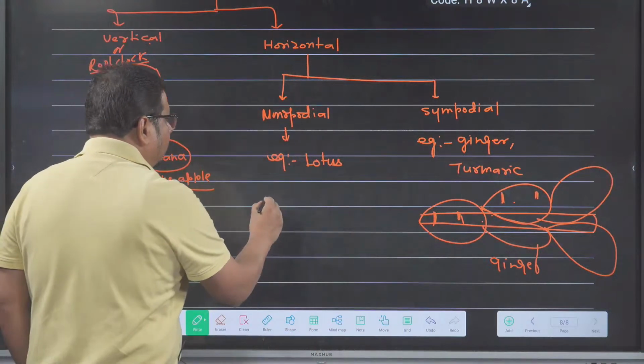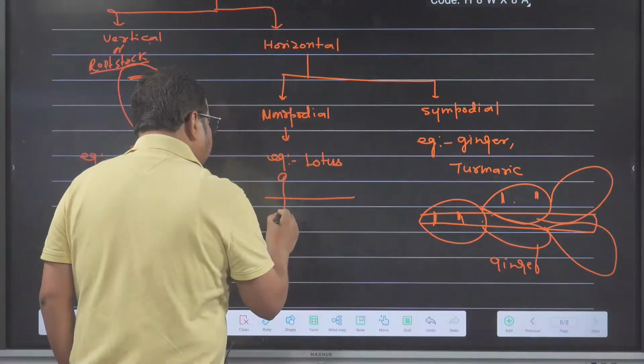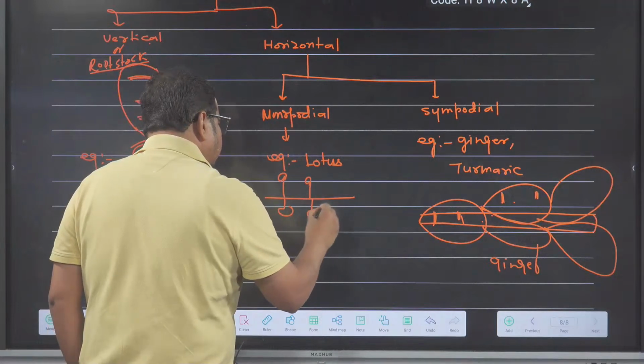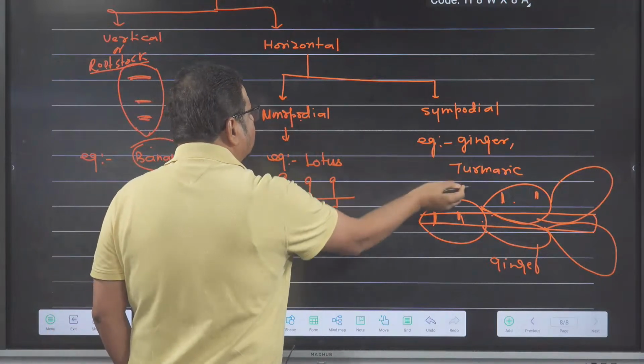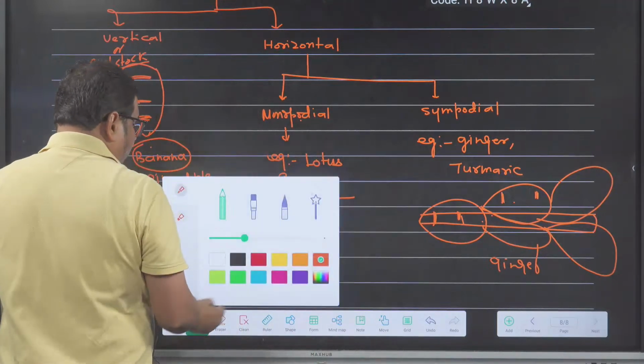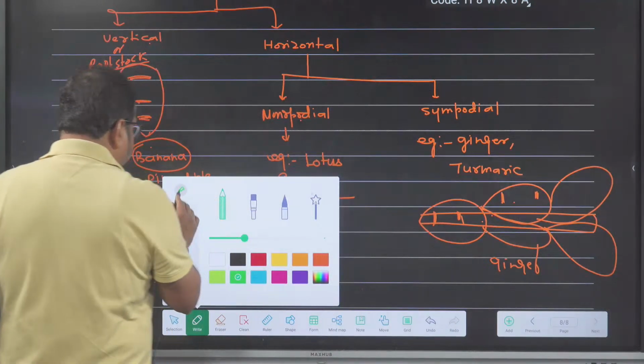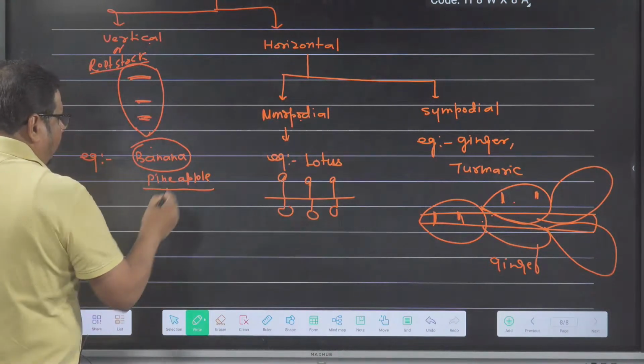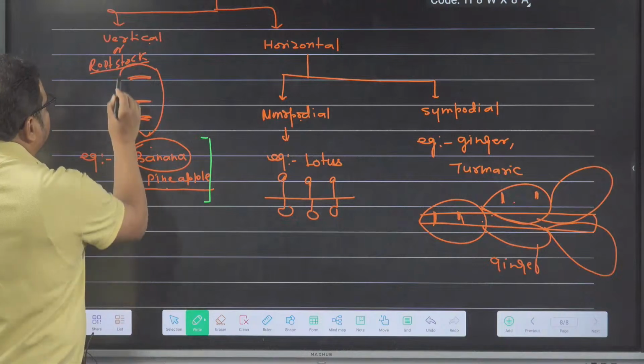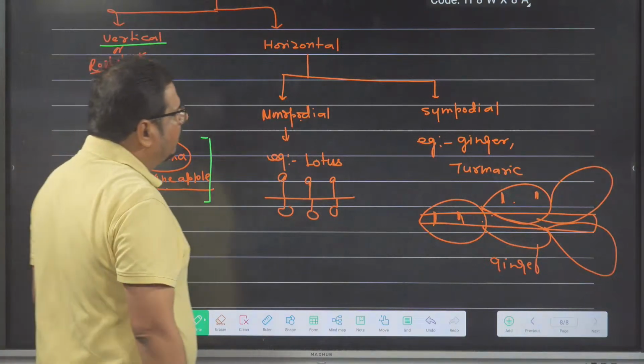It is sympodial. In lotus the story is like this: this is the branches and this is the main stem. That is called monopodial, and this is called sympodial. So in rhizome, I have given you many examples. You must know that banana and pineapple have which kind of rhizome? Vertical rhizome. Got the idea?